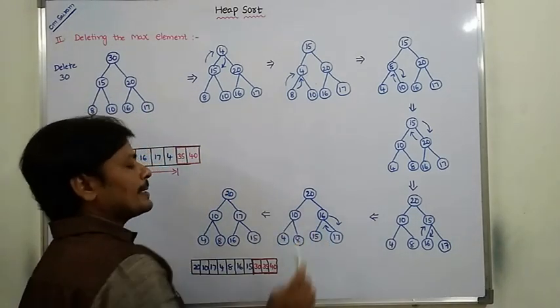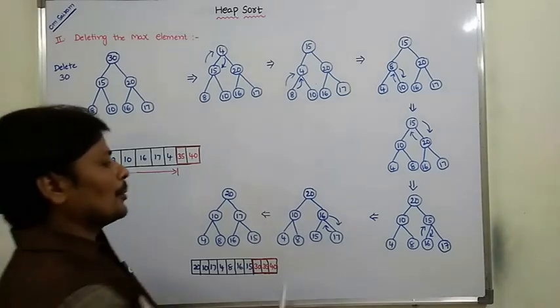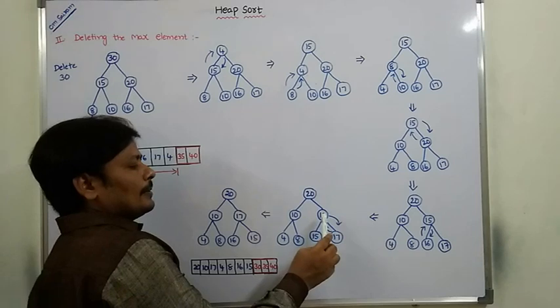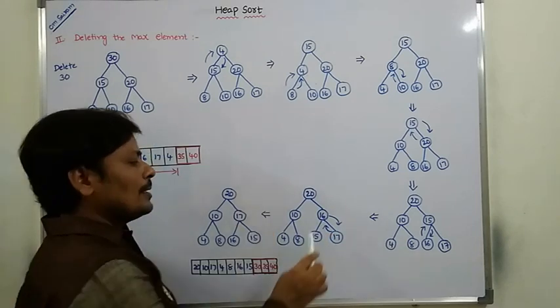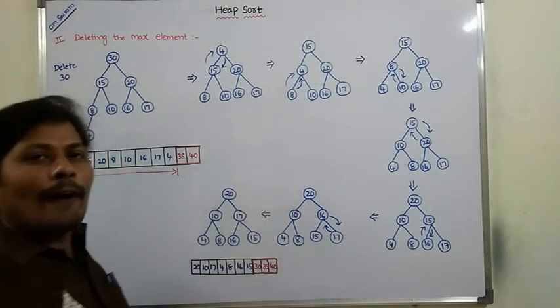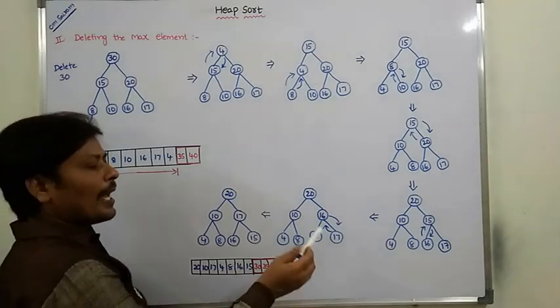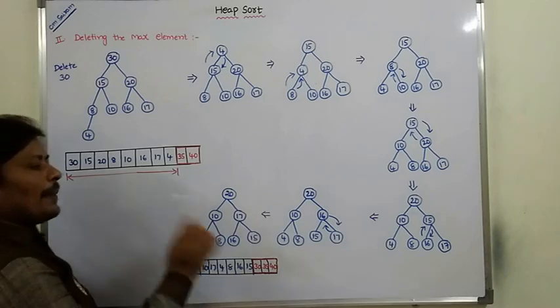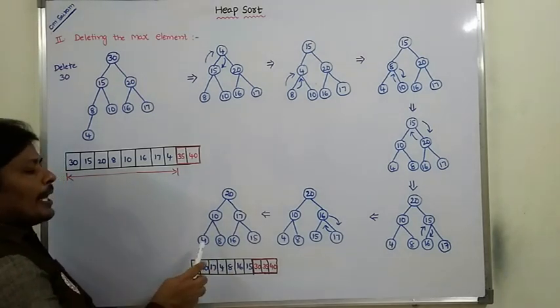15 and 17 have the parent 16. So 16 is greater than 15? True. 16 is greater than 17? False. It does not satisfy the maximum heap property. Swapping can be done. After swapping, this is the maximum heap we are getting.